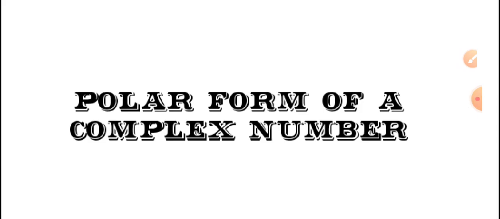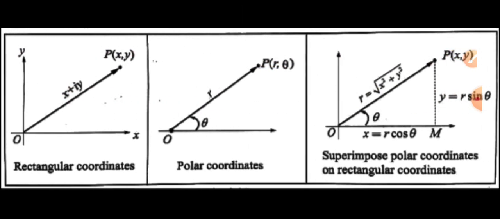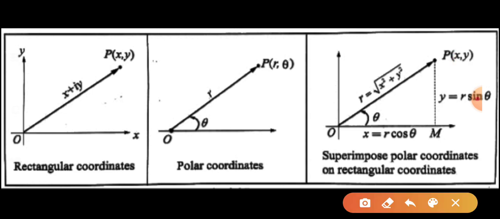Polar form of a complex number. A complex number, how do you write it in polar form? Today, class, listen. Rectangular coordinates x plus iy. How do you plot the rectangular coordinates? For a complex number, the real part x is here and the imaginary part is here. So for x plus iy, we plot the point here.